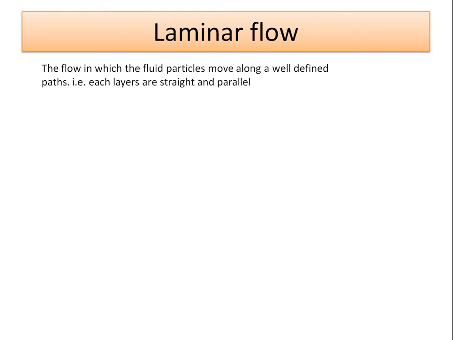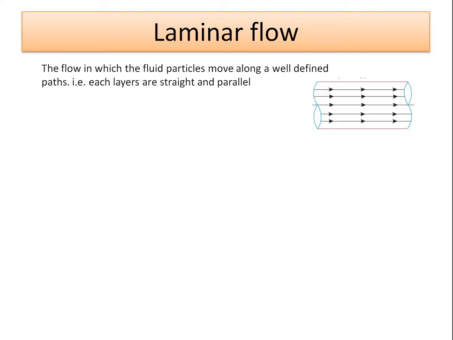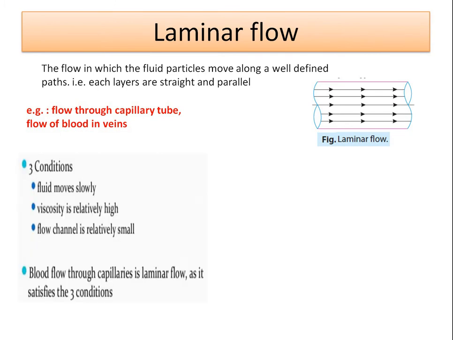Now laminar flow. The flow in which the fluid particles move along a well-defined path, that is each layer is straight and parallel, is called laminar flow. So this is the example of laminar flow. Here if you can see, if the flow passes through a straight line, then it is called a laminar flow. For example, flow through capillary tubes or flow of blood in veins.